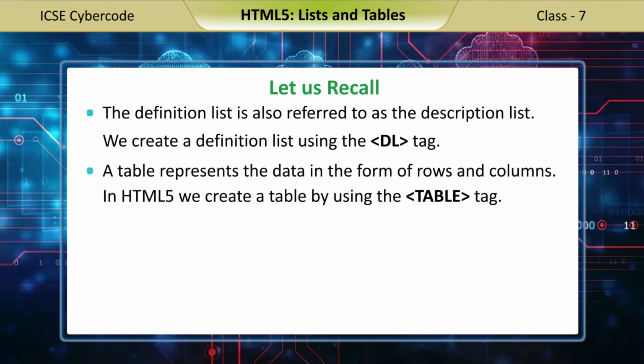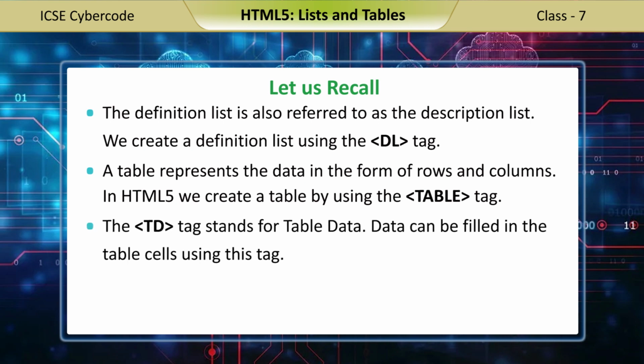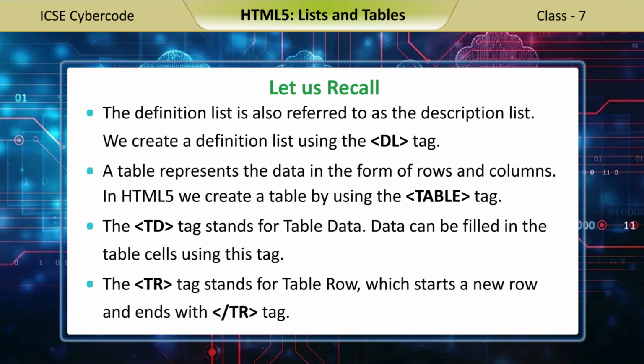A table represents the data in the form of rows and columns. In HTML5, we create a table by using the table tag. The TD tag stands for table data. Data can be filled in the table cells using this tag. The TR tag stands for table row, which starts a new row and ends with the TR tag.